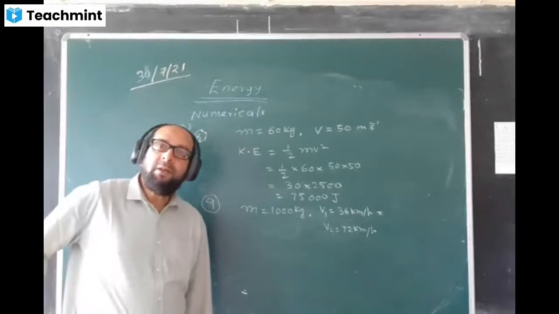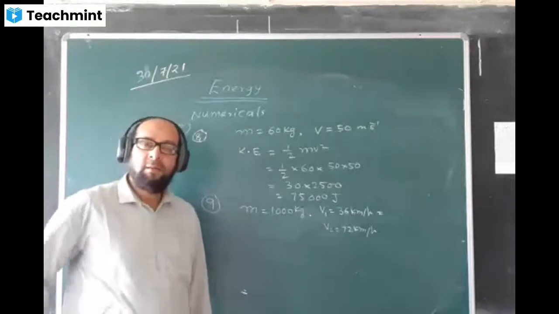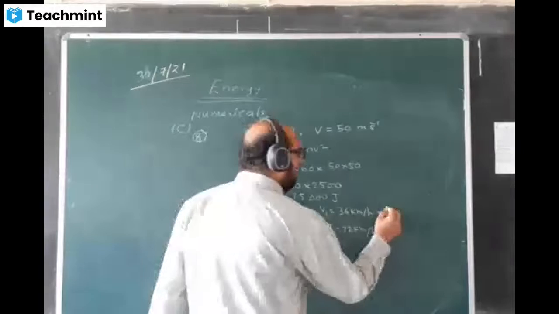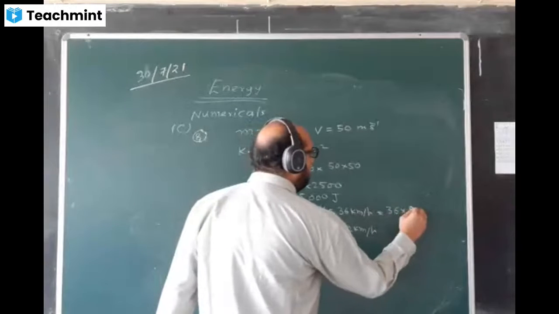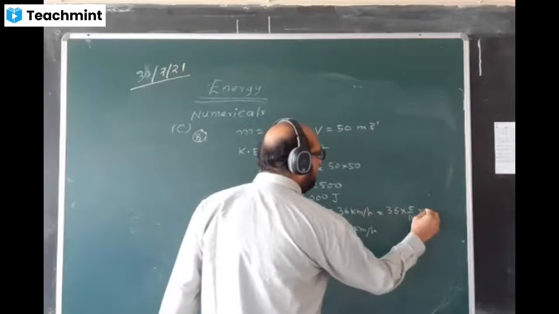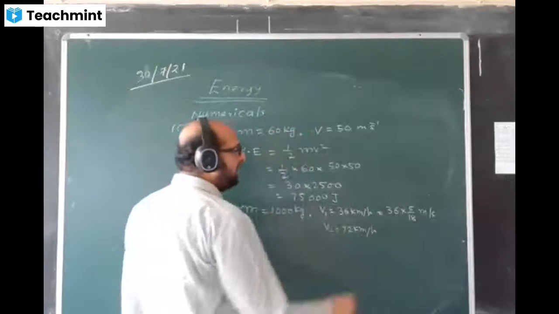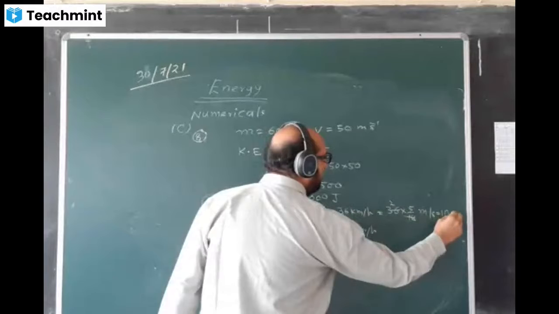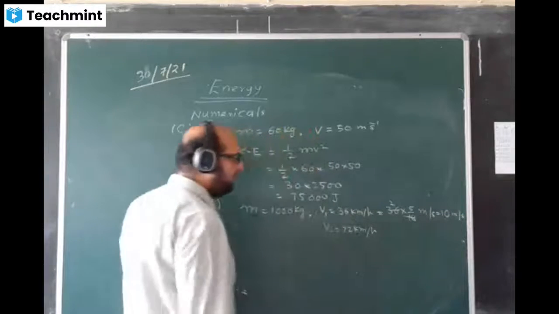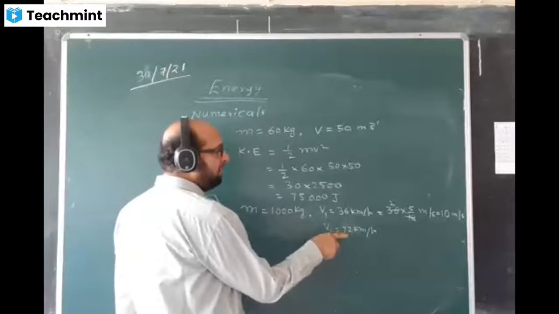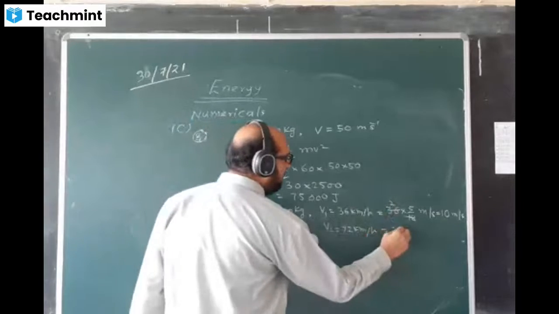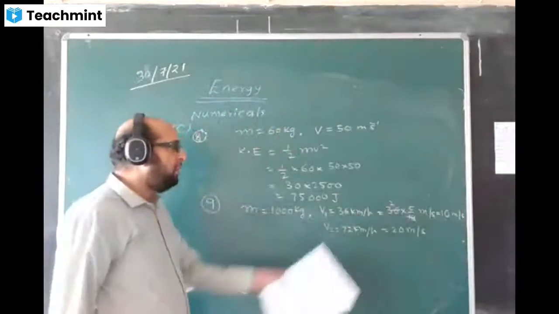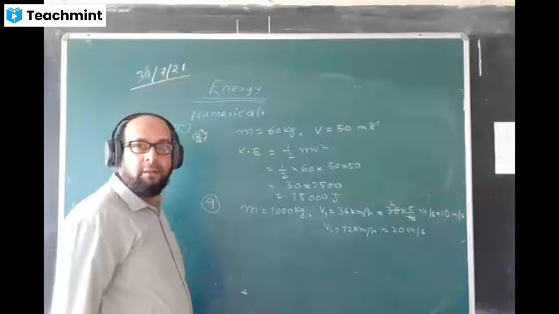From kilometer per hour into meter per second, multiply by 5 by 18. 36 into 5 by 18 will change in meter per second. You can cancel it. 18, this will go 2. The answer is coming 10 meter per second. And 72 will come 20 meter per second. Double of this. 36 will become 72, 10 will become 20. Double.